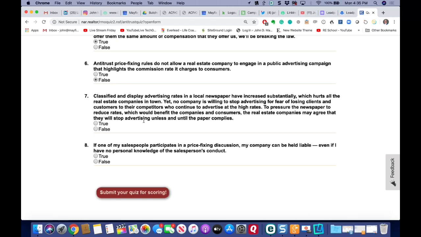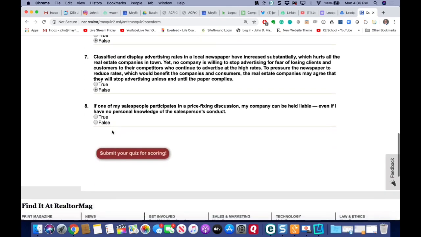I think that's false. Number 8, if one of my salespeople participates in a price-fixing discussion, my company can be held liable even if I have no personal knowledge of the salesperson's conduct. I think that's true.